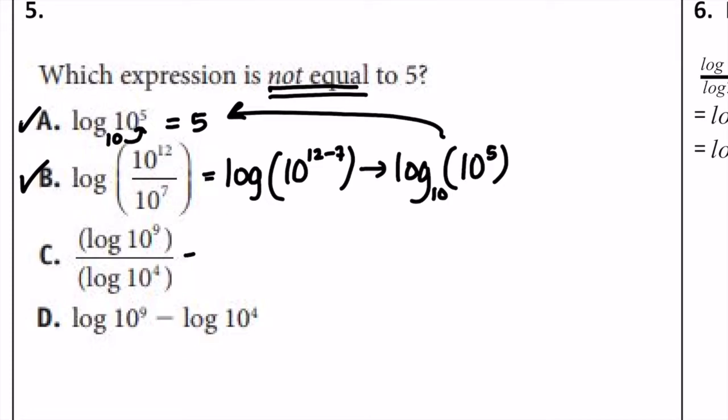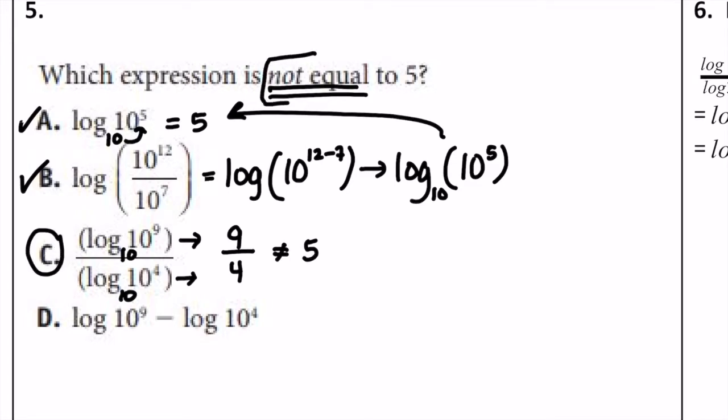I can evaluate the top. So the top is actually equal to, what do I have to raise 10 to get 10 to the 9th power? That's 9. And in the bottom, it's what do I have to raise 10 to get 10 to the 4th power? And that's 4. 9 over 4 is not equal to 5. So this is the answer. This is the one that is not equal to 5.